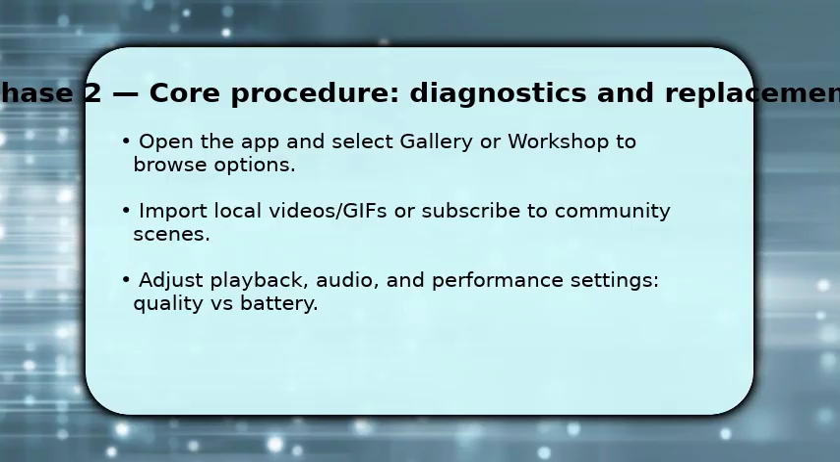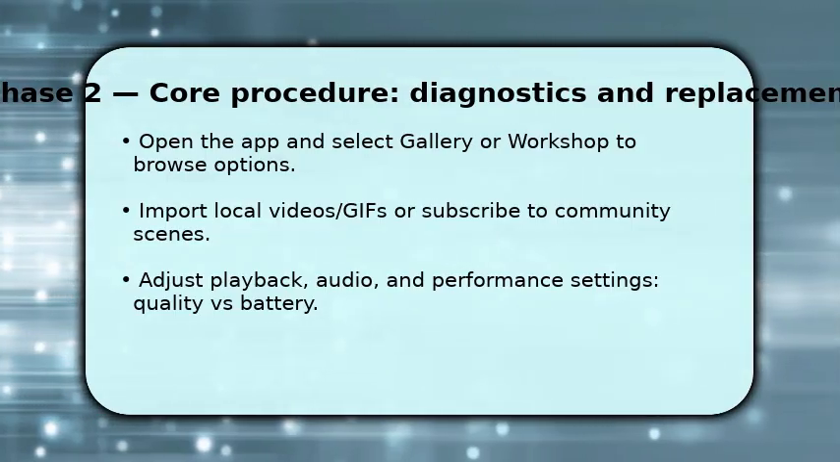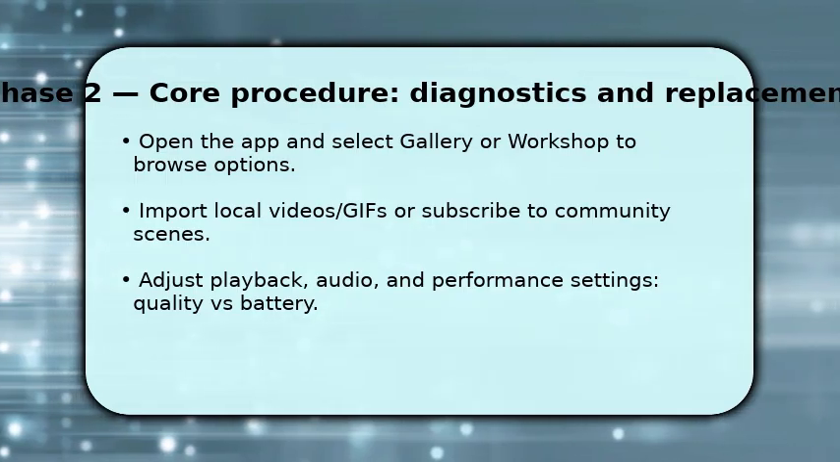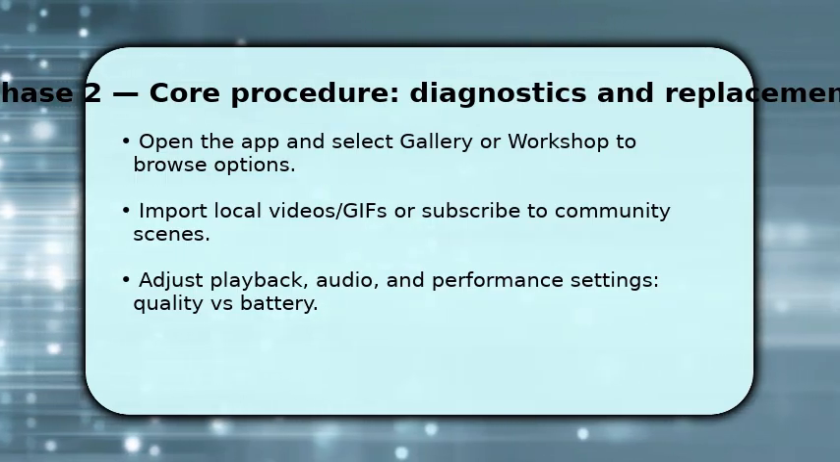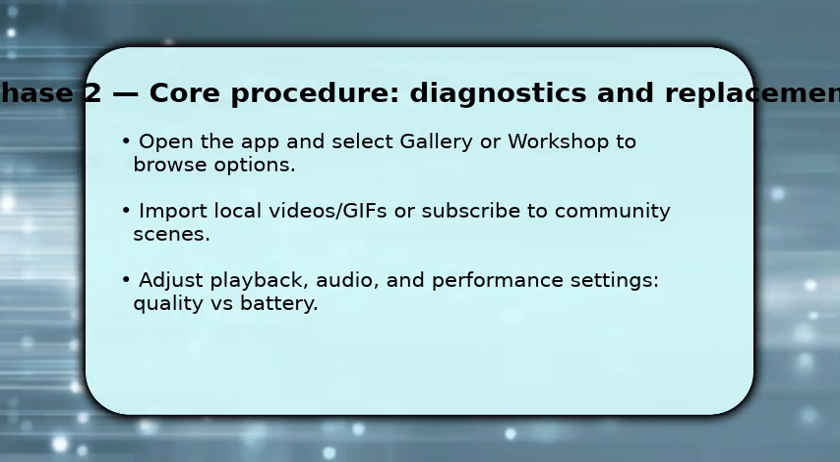You now open the live wallpaper app and pick a scene from the gallery or import your own video or GIF. This is where choices matter for performance. Once picked, configure scaling, playback loop, and whether audio plays. Make sure to mute if you prefer silence.